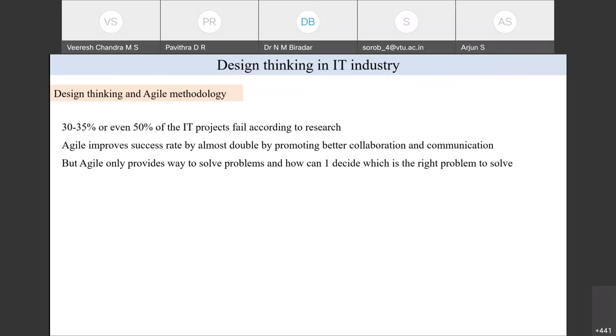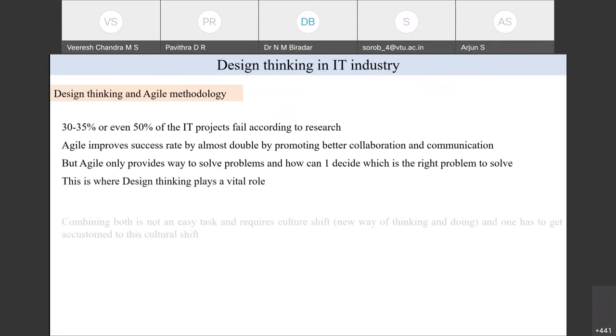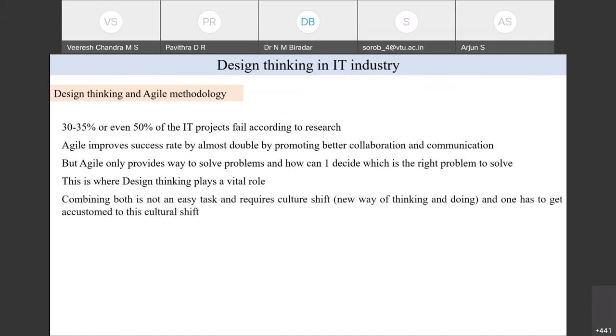All right, so how can one decide which is the right problem to solve? So when we adopt design thinking, when we empathize and come to a conclusion that this is the original problem faced by the customer or the end user, then we can easily solve the problem using agile methodology. So this is where design thinking plays a vital role.